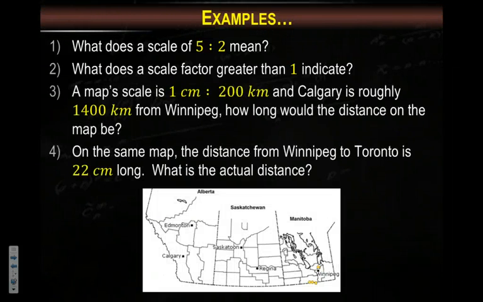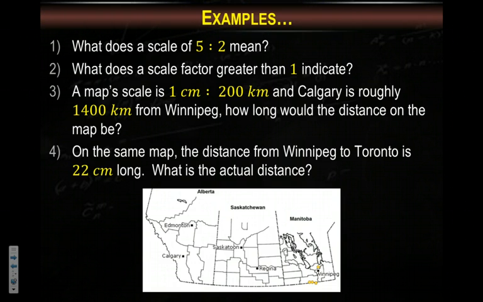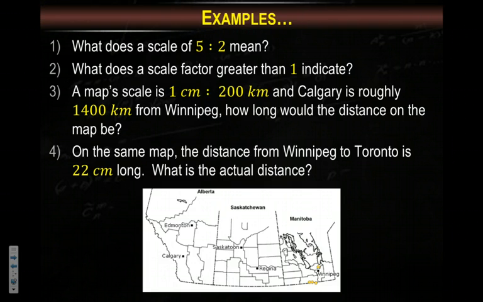Okay? Let's see if you guys can answer the first one. What does the scale of 5 to 2 mean? What does that mean? 2.5 to 1. Well, okay, but what does that mean? Like tell me what it means in terms of the context that we're talking here. We'll just use the word units. It's 5 units to 2 units. So that means 5 units on your drawing is equal to 2 units in real life.